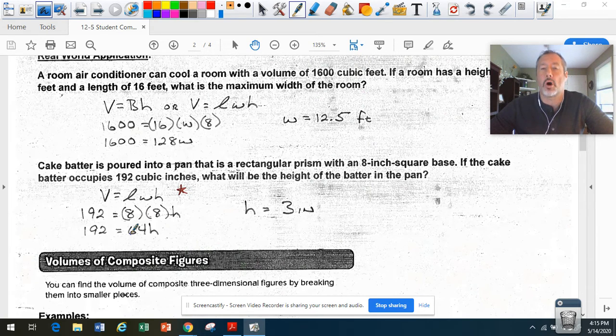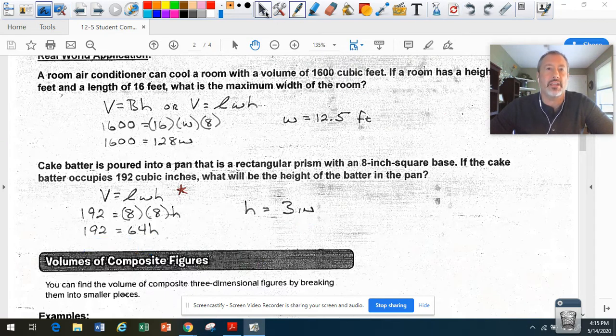It's being multiplied. The opposite of multiplication is division. So I'm going to divide both sides by 64. Divide this side by 64. Okay, so 192 divided by 64 is 3. So the height of the pan is going to be 3 inches.